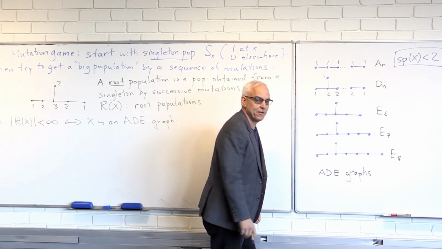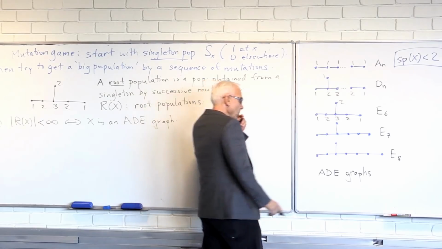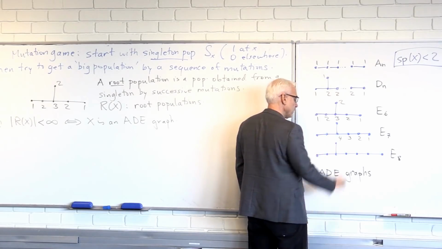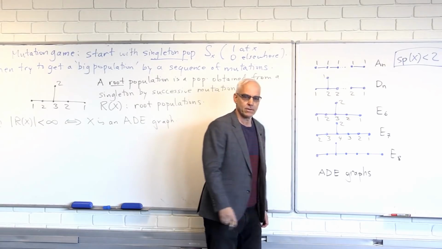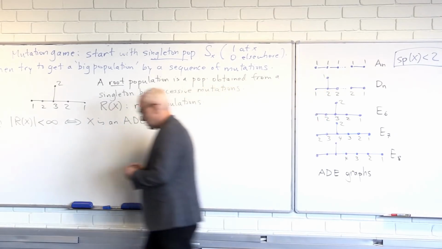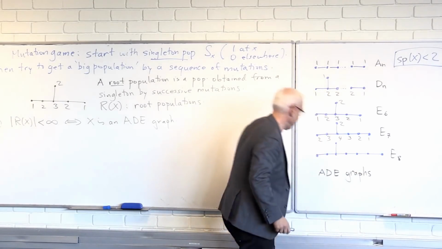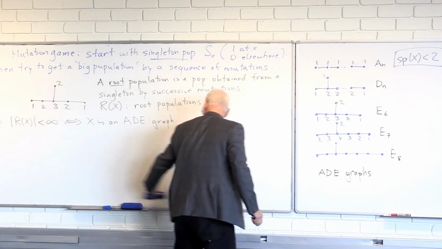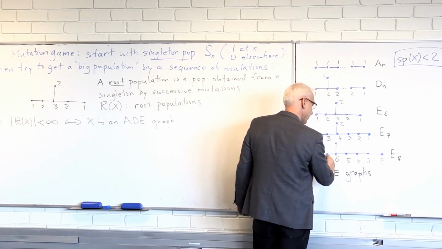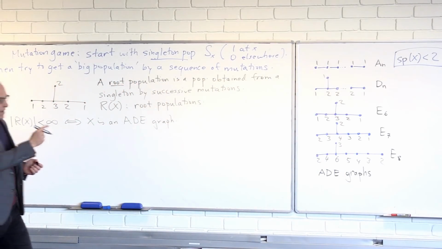Jay, you can correct me if I'm making mistakes. 1, 2, 3, 2, 1, 2. That's the one we just got. 1, 2, 3, 4, 2, 3, 2. Is that right? No, that's not right. It's got a 6 here. Oh, I'm sorry. It's got a 6, 5, 4, 3, 2, and same 2, 4, 3, I guess. So these are maximal populations.